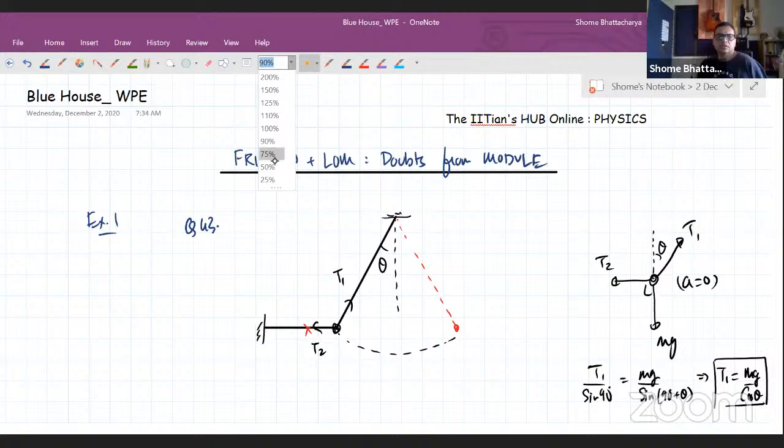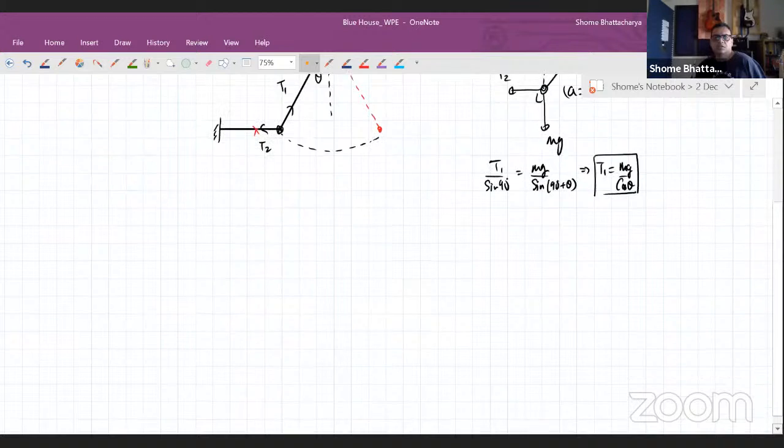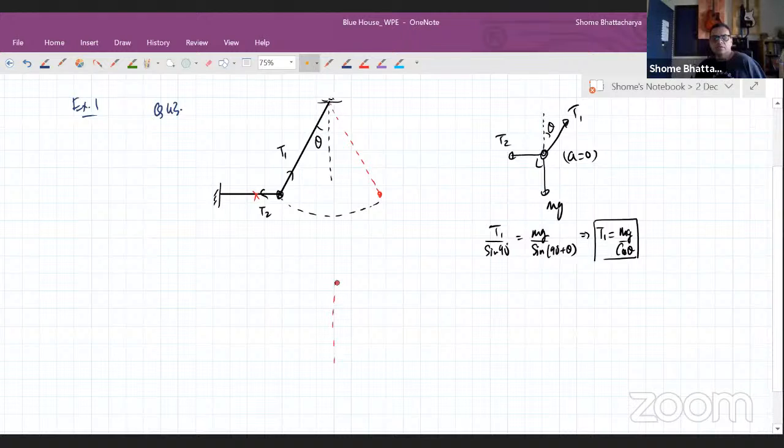Now later, when you cut the thread, the system goes into oscillation. So in oscillation, when it reaches this point, this is in circular motion. At this point of time, it does not have zero acceleration, it has tangential acceleration. But because its velocity is zero, it's at the extreme position, so centripetal acceleration will be zero.